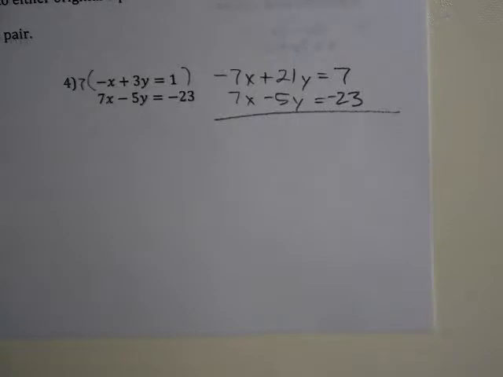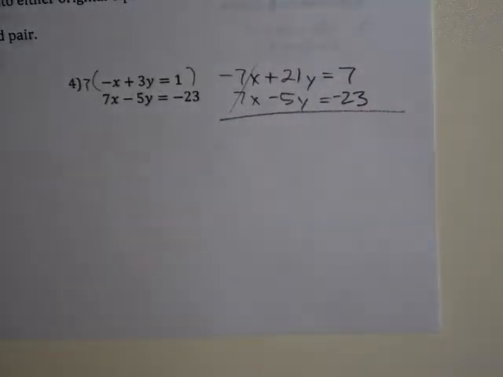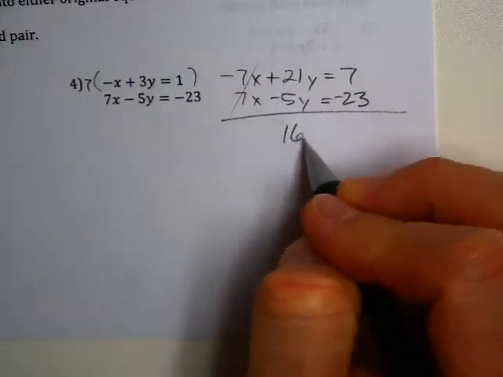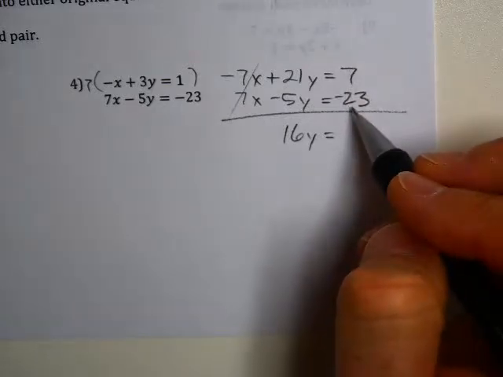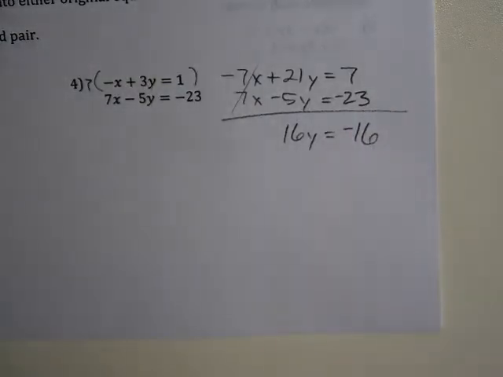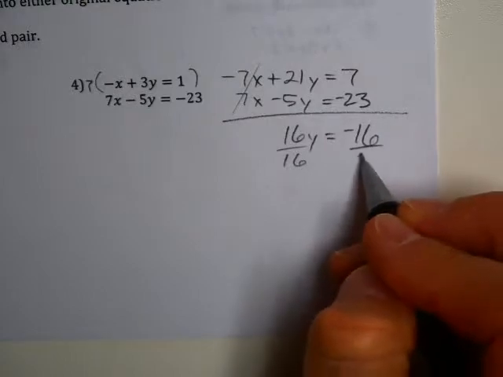So now what I have is something that will cancel when I take my sum. The x's will cancel here. Right? So I had to make a change, but it's not a major change. So now these guys will cancel. And I get, let's see, 21 minus 5, that's going to be 16y. And 7 minus 23, that's also going to be a 16, but it's going to be a negative 16. And so if I divide, I get negative 1.